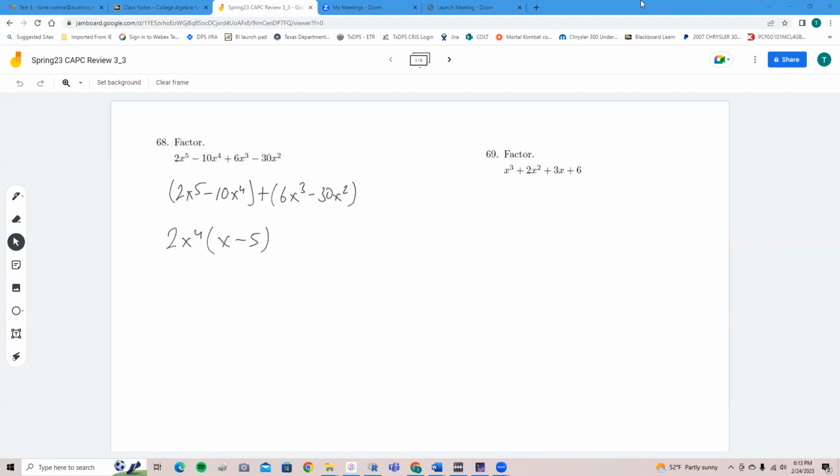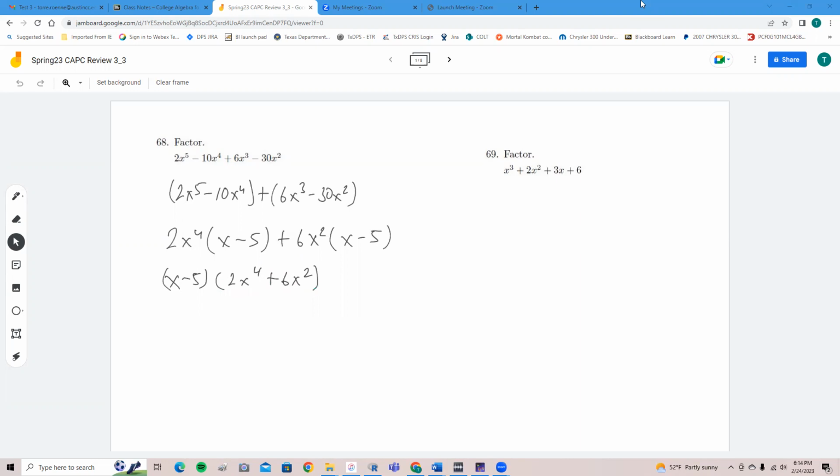Same for here. I can take an x squared out of both of these, and I can take a 6 out of both of these. So that leaves me with plus 6x squared, and I'm left with x minus 5, which is what I was hoping, because if these are the same, now this term and this term have this binomial factor in common. So I can pull an x minus 5 out of both of those, left with 2x to the fourth plus 6x squared.